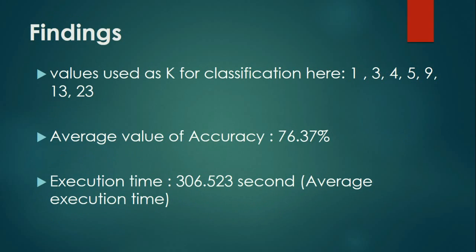My findings were based on the values chosen for k. The values I chose were 1, 3, 4, 9, 13, 23. In the results, the average value of accuracy was 76.37%, and average execution time was 306.523 seconds, which is long. Though the accuracy is closer to naive Bayes algorithm, the execution time is much higher.